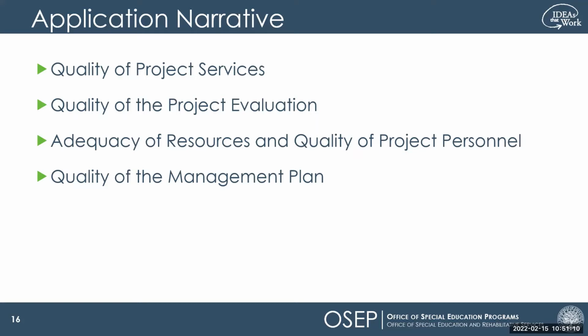The notice lays out how the application narrative should be divided into 4 sections. These sections correspond to the selection criteria and include quality of project services, quality of the project evaluation, adequacy of resources and quality of project personnel, and quality of management plan. I will go over each of them and point out in general terms what the narrative should address in each section. Please read the notice carefully since the information contained in the notice is significantly more detailed.